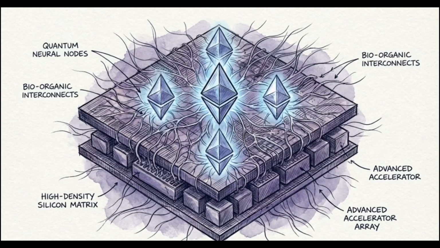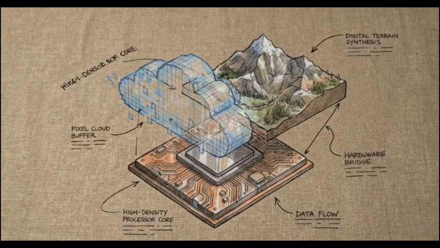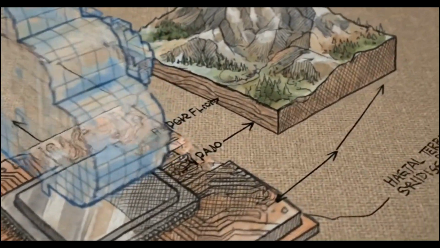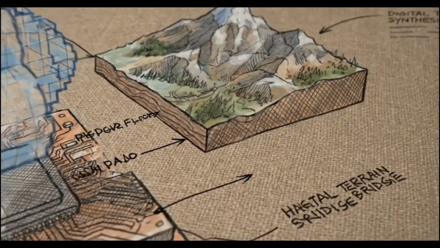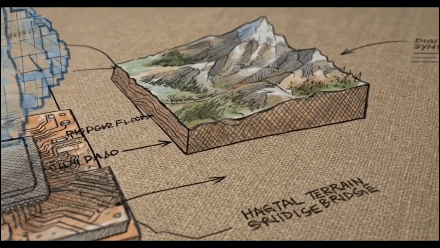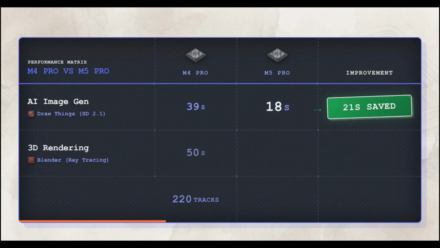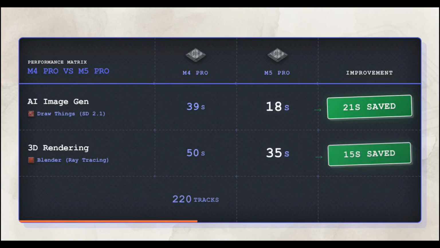Apple also integrated AI accelerators into every GPU core. An AI accelerator is a specialized hardware component designed to speed up machine learning tasks like image recognition or text-to-image generation. This matrix shows the time saved in specialized workflows. In Draw Things, the M4 Pro generates an image in 39 seconds, while the M5 Pro completes the same task in 18 seconds. The second row tracks 3D rendering in Blender.